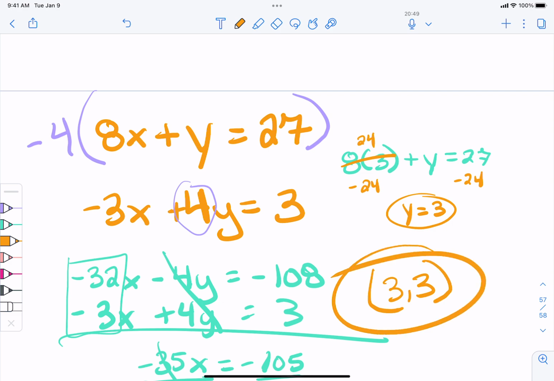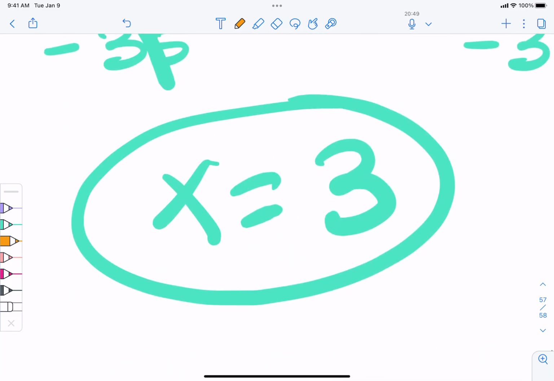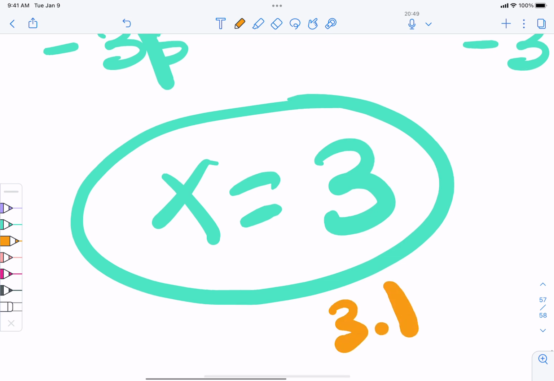This will be on a test tomorrow. I've said it before and I'm going to say it again: if you get through and find your first variable and you get a decimal, you're wrong. I'm not going to give you a decimal, like 3.1. That's wrong.